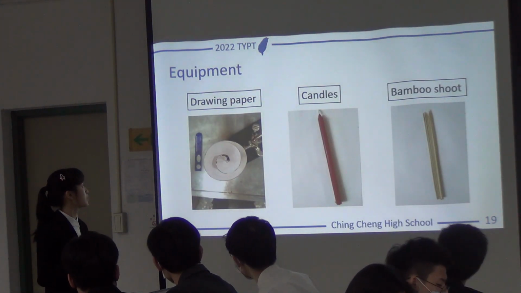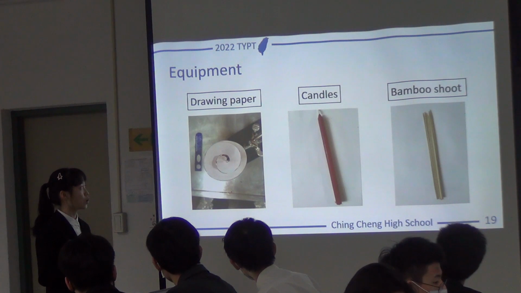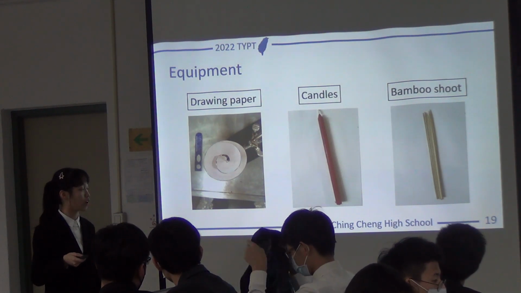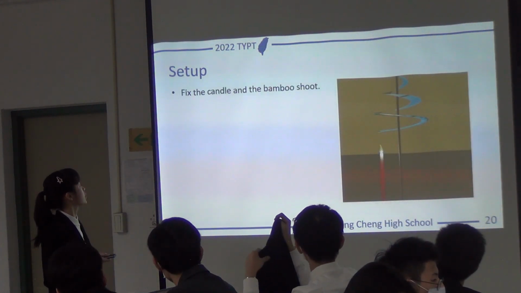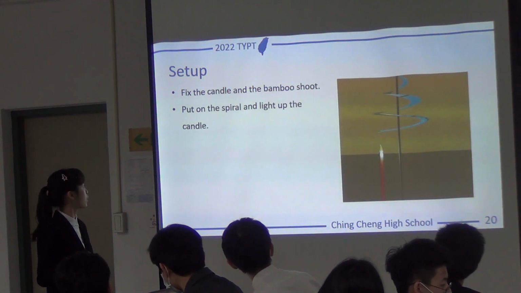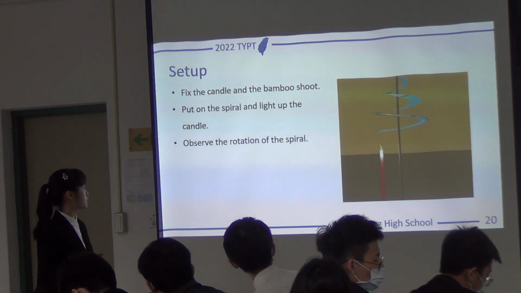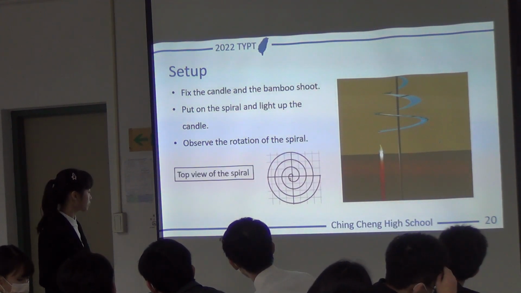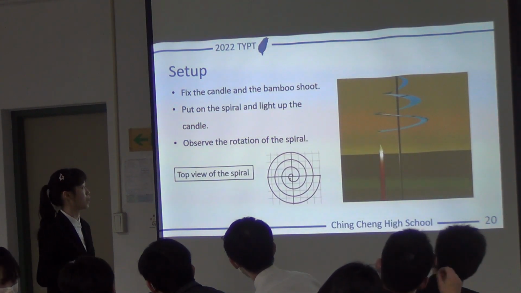First, this is our equipment. We use trade paper, candles, and then shoot to easily reproduce our experiment. Then this is a setup. We fix the candle and then we shoot. Later we put on the spiral and light the candle. And we observe the rotation of the spiral. And this is a top view of our spiral.